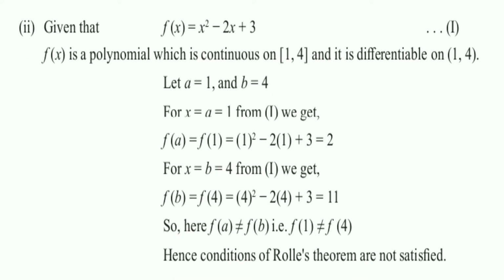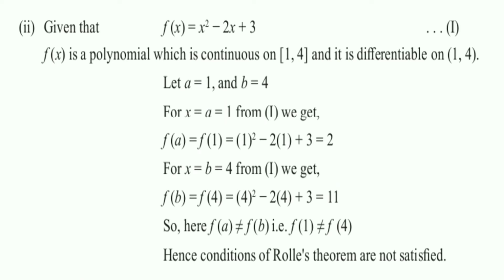Second example, given that f of x equal to x square minus 2x plus 3. This is equation 1. F of x is a polynomial which is continuous on closed interval [1, 4] and it is differentiable on open interval (1, 4). Let a equal to 1 and b equal to 4.